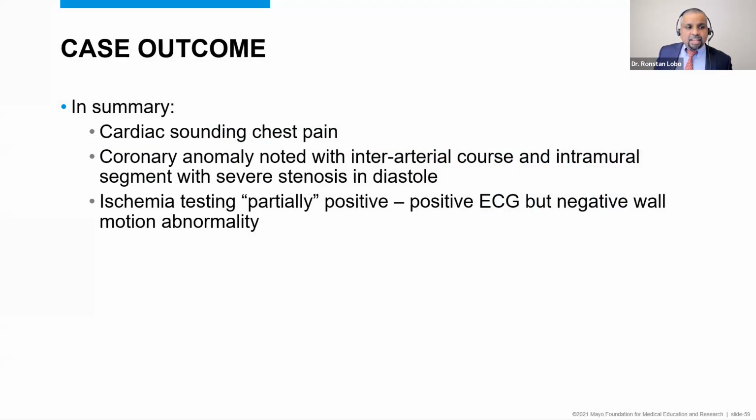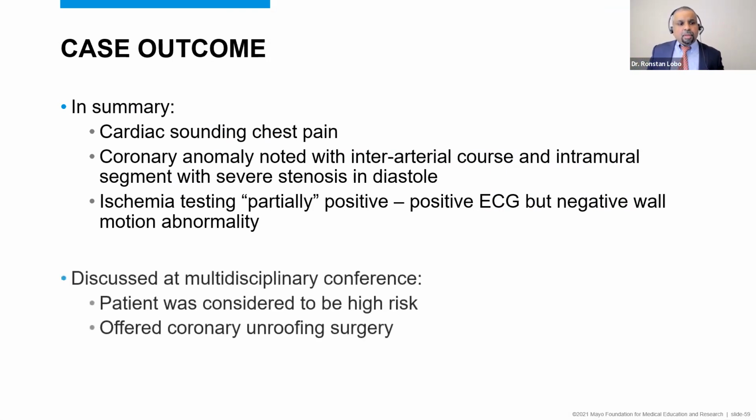So to summarize this case, cardiac sounding chest pain, coronary anomaly noted with an interarterial course and intramural segment with severe stenosis in diastole. Ischemia testing was partially positive with a positive ECG, although negative for wall motion abnormality. They discussed this in a multidisciplinary conference. This patient was considered to be high risk and therefore was offered coronary unroofing surgery.